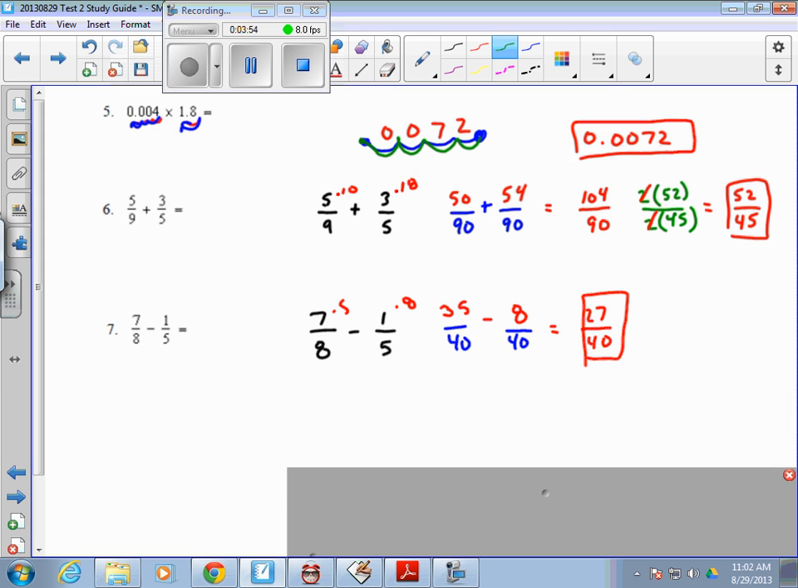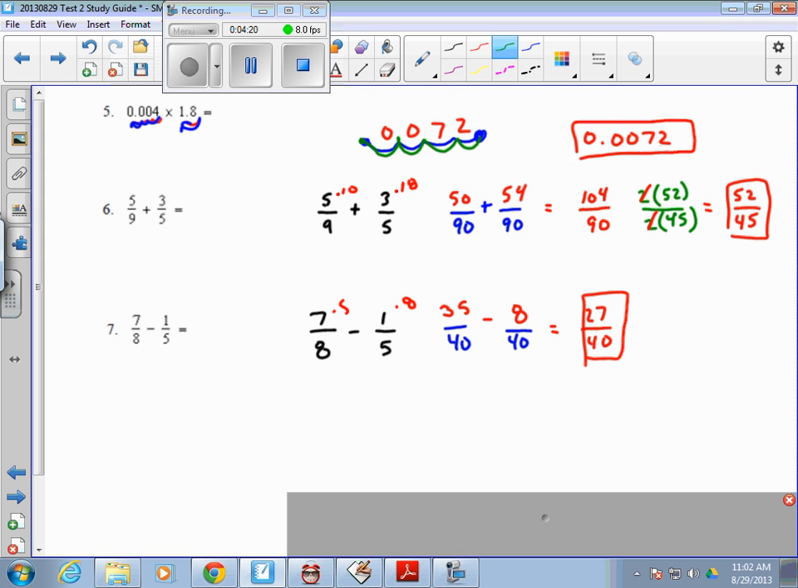And then number 7 says 7/8 minus 1/5. Again, the toughest part is making sure the denominator is the same. 40 may or may not be the smallest number they both go into. If you choose the wrong one, you just have to reduce at the end. But if you multiply 8 times 5, you get 40. Change the bottom number to 40.